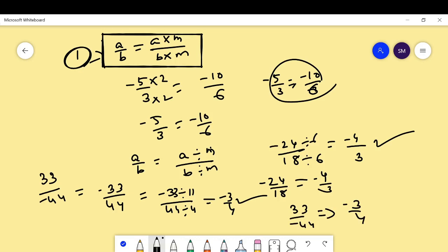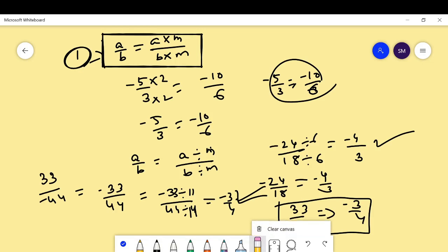And in this case there will be no change in value, only the negative sign from the denominator shifts to the numerator, and they are not in lowest terms. Then when we divide both numerator and denominator by the same integer 11, we get the rational number which is in standard form, meaning the numerator and denominator are in lowest form. Okay, then minus 3 by 4 is in the standard form.